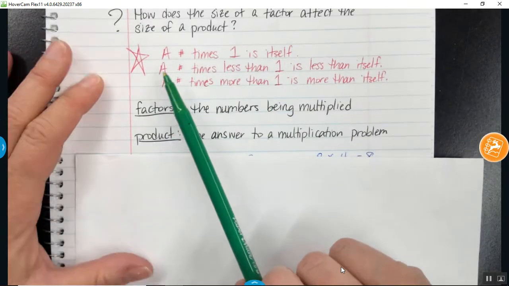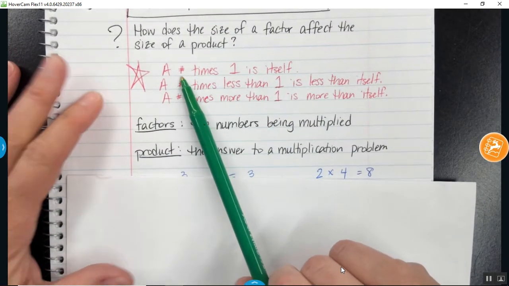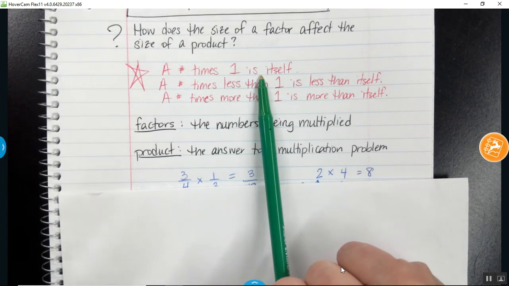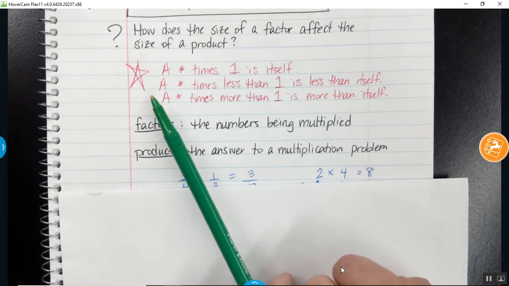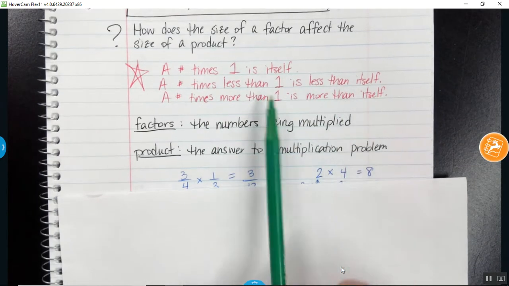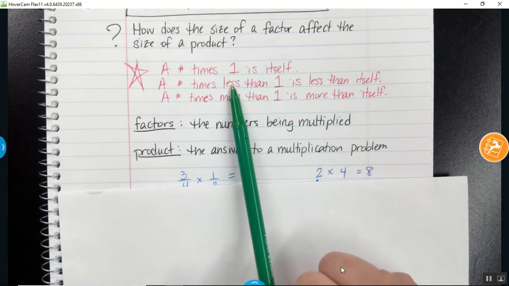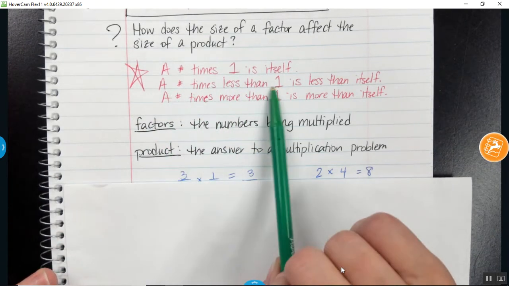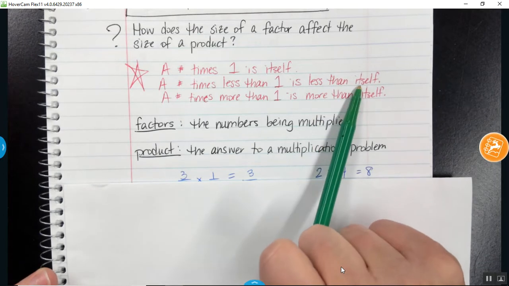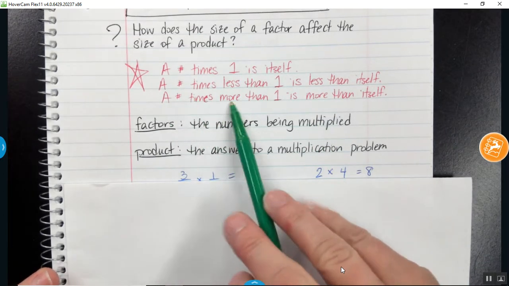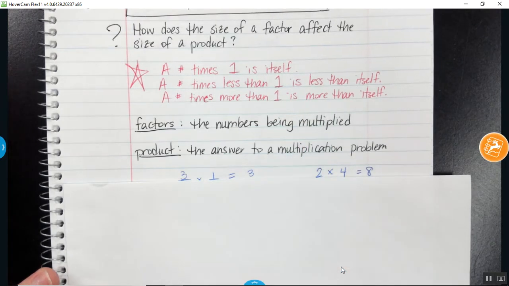Okay, now let's go back to this little tip here. A number times 1 is itself. We've talked about this. You know that. A number times 1 is itself. A number times less than 1 is less than itself. Do you see how that makes sense? If a number times 1 stays the same or keeps its identity, then a number times less than 1 is going to be less than its original self. And conversely, a number times more than 1 is more than itself.